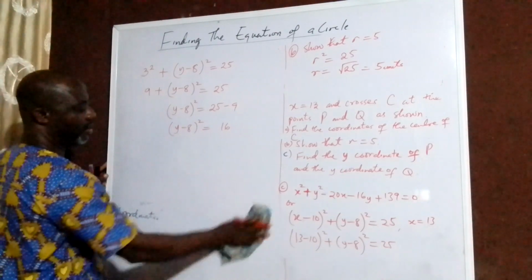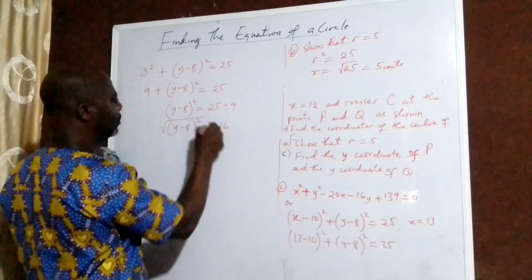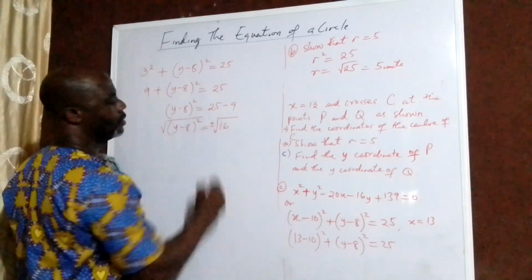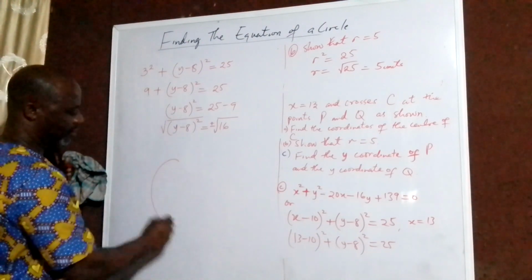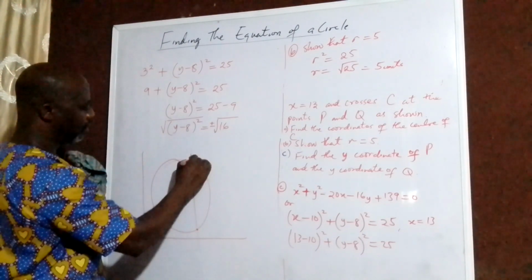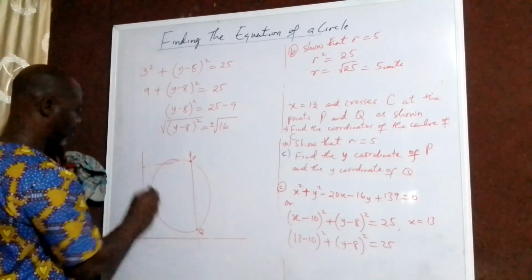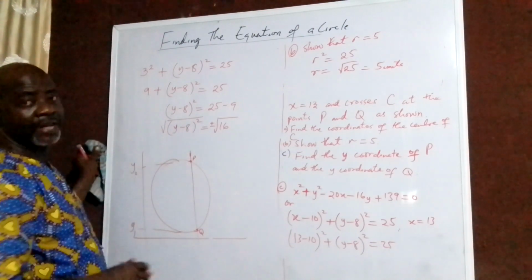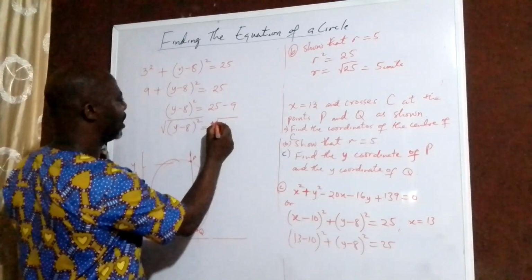What we now need to do here is to take the square root of both sides. But when you are taking the square root of 16, it has to be plus and minus. The reason is simple. From that diagram that we had, this is P, and this is Q. So we have to find the two values of y. Definitely one value will be high and one value will be low. That's why we have to put plus and minus.